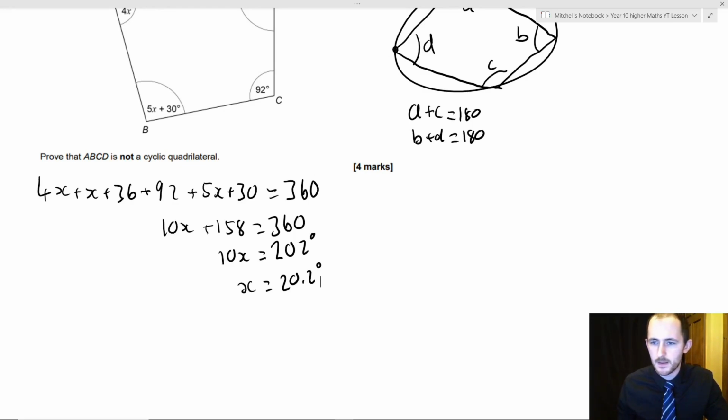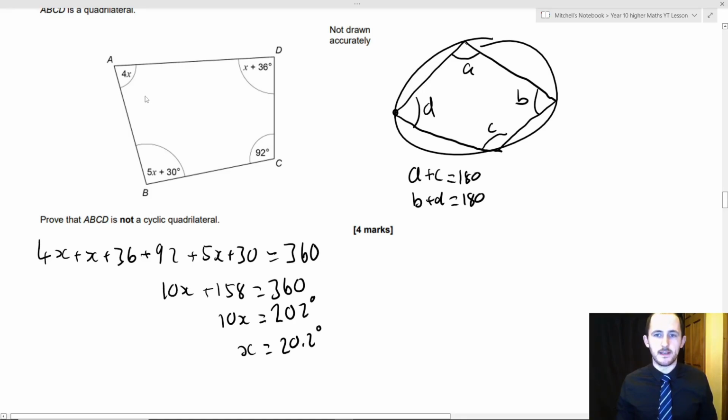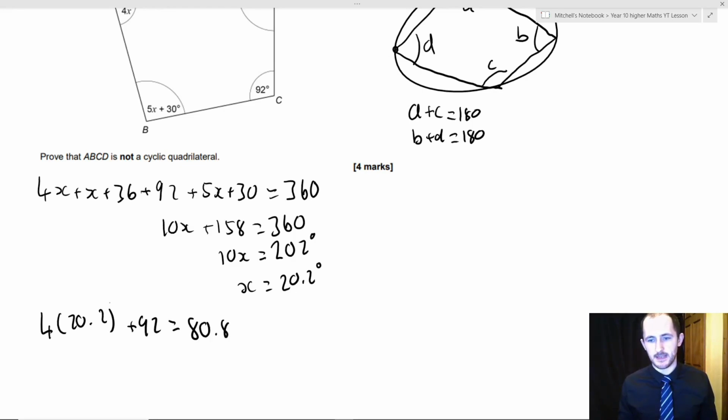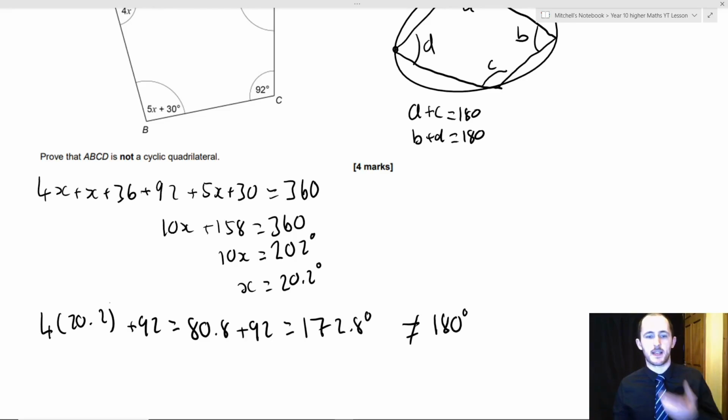Yeah, should be fine. Okay, cool. So, prove that it's not a cyclic quadrilateral. All we need to do is pick one of the sets of opposite angles and see if they add up to 180. So let's pick A and C. So 4 times 20.2, I can already see this won't add up to 180. That's going to give me 80.8 plus 92, which would be 172.8 degrees, which is not equal to 180 degrees. So it's not a cyclic quadrilateral.